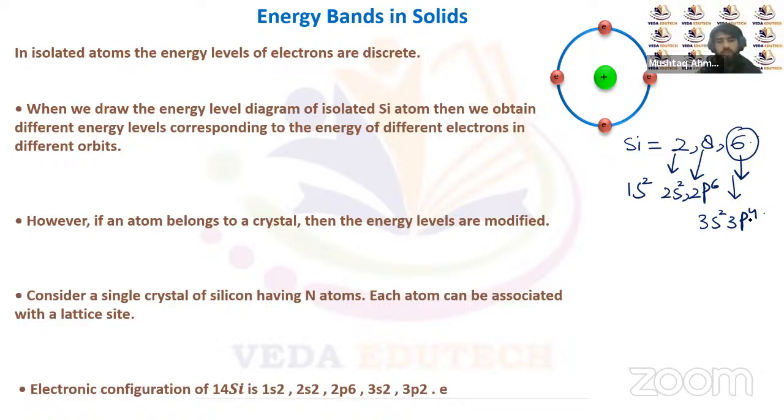So for every isolated atom, the energy of these electrons is a fixed energy. But the question is that when we draw the energy level diagram of an isolated atom, we obtain different energy levels corresponding to the different electrons in different orbits.